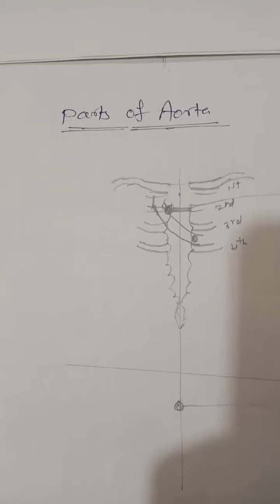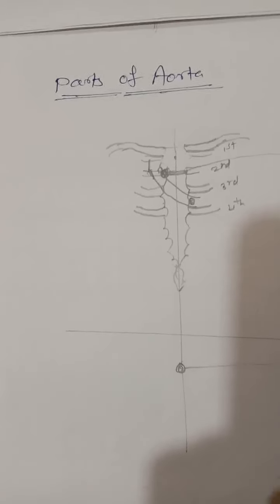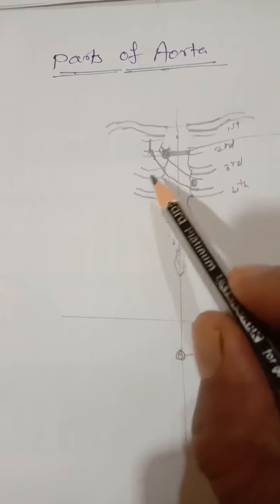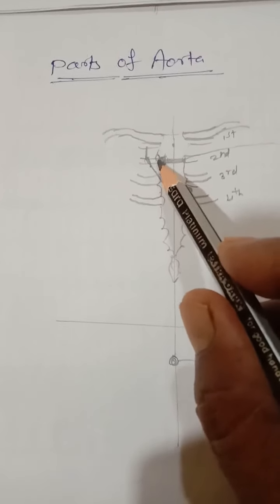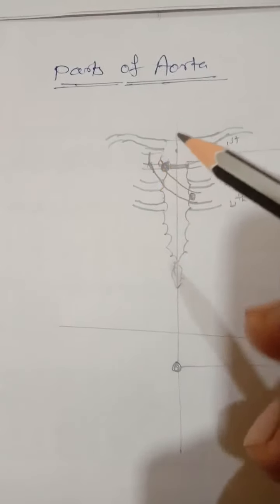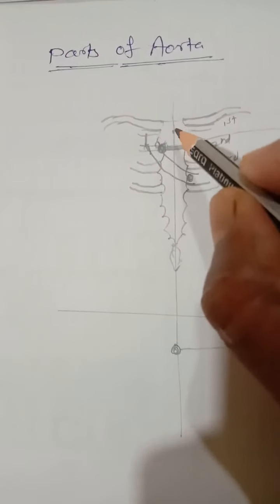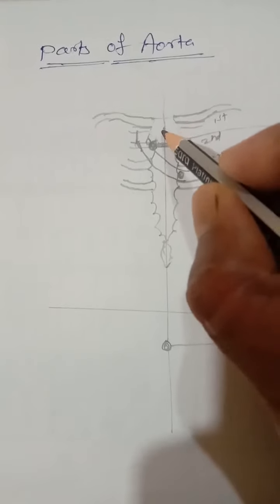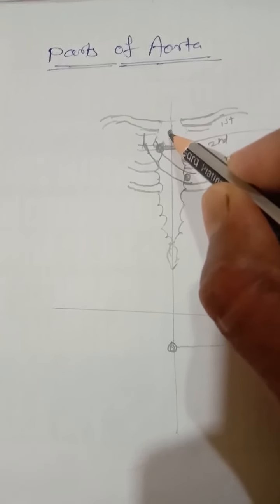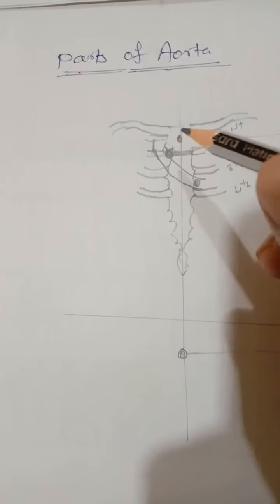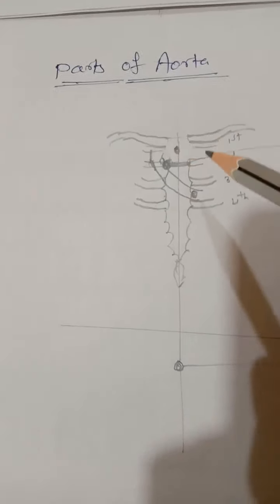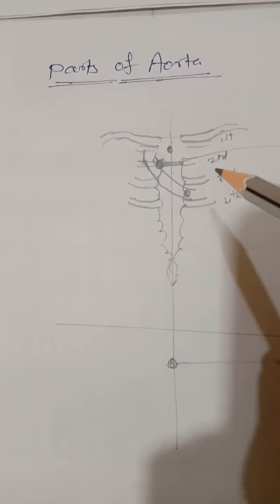So for the arch of the aorta, the first point is the same, that is the right extremity of the sternal angle. And the second point should be taken at the center of the manubrium. So here is the manubrium sterni, and the point should be taken at the center of the manubrium. Okay. Then mark the sternal extremity of the left second costal cartilage.